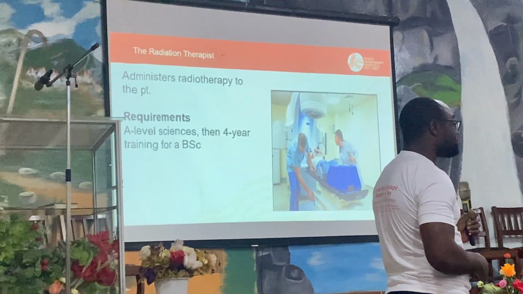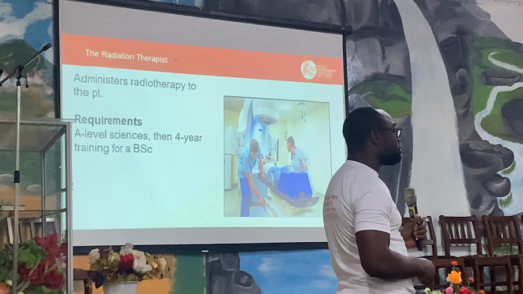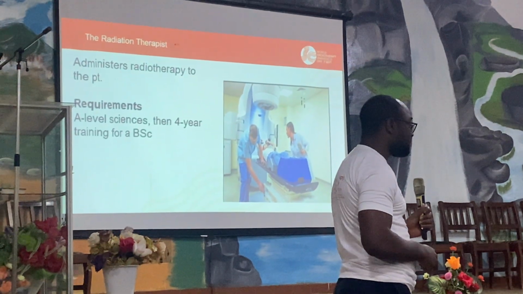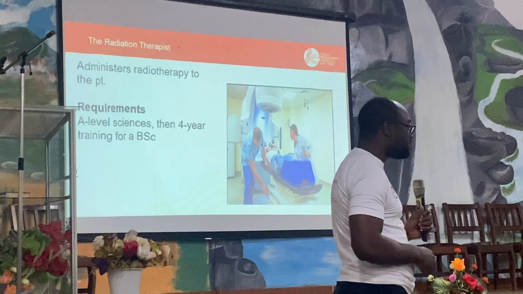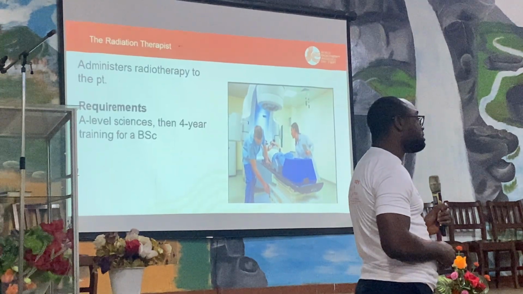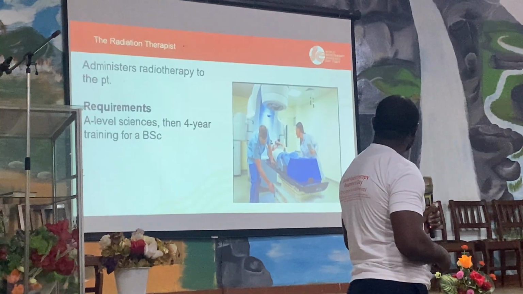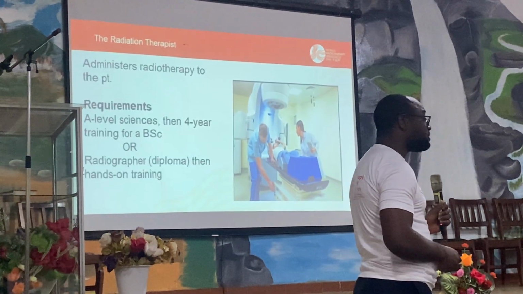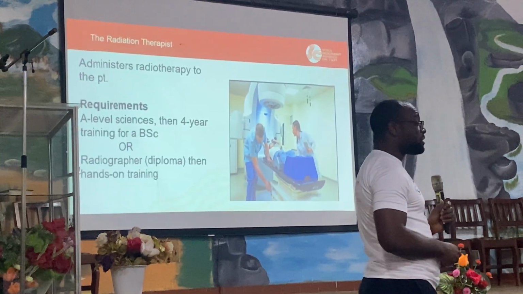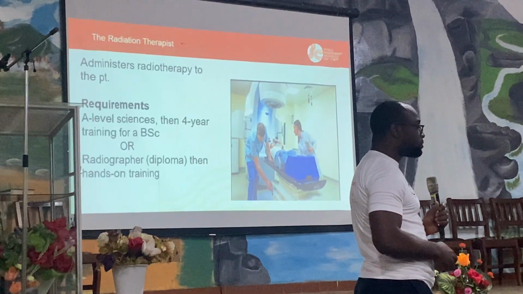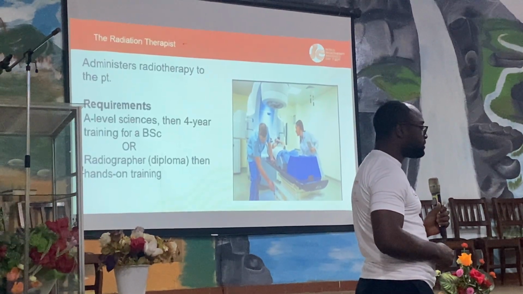And to qualify as a radiation therapist, you need a minimum of A levels in sciences. And then if you go through the university, you spend 4 years to obtain a BSc in radiation therapy. Otherwise, you can go in as a radiographer and have hands-on training in a department that offers radiotherapy.